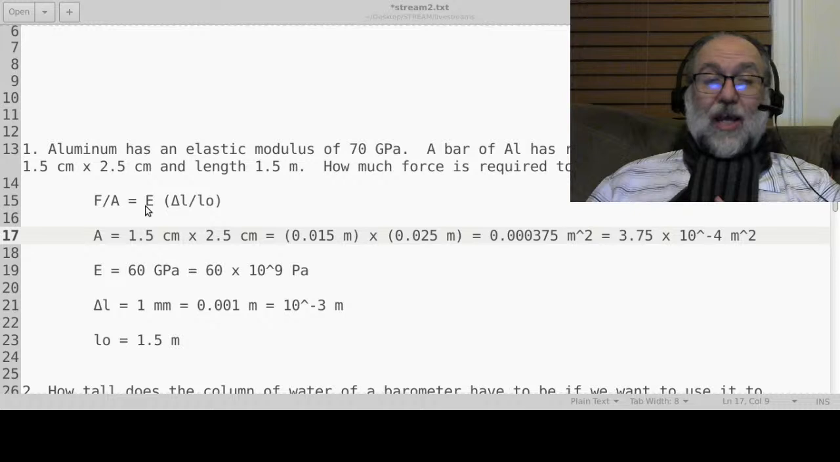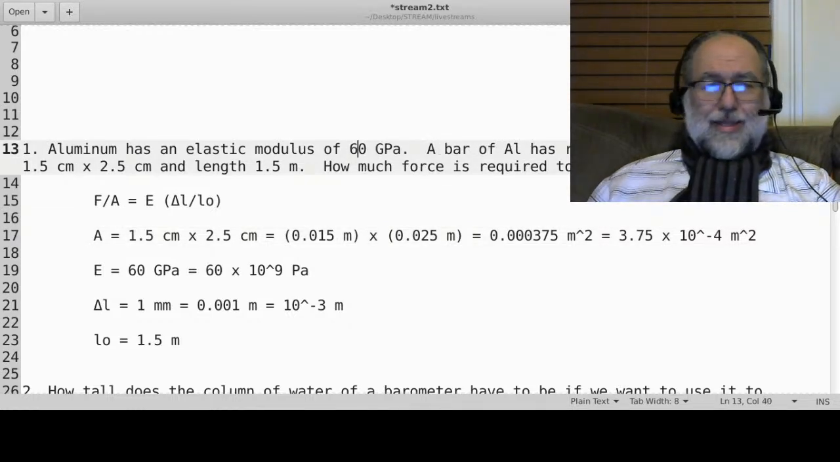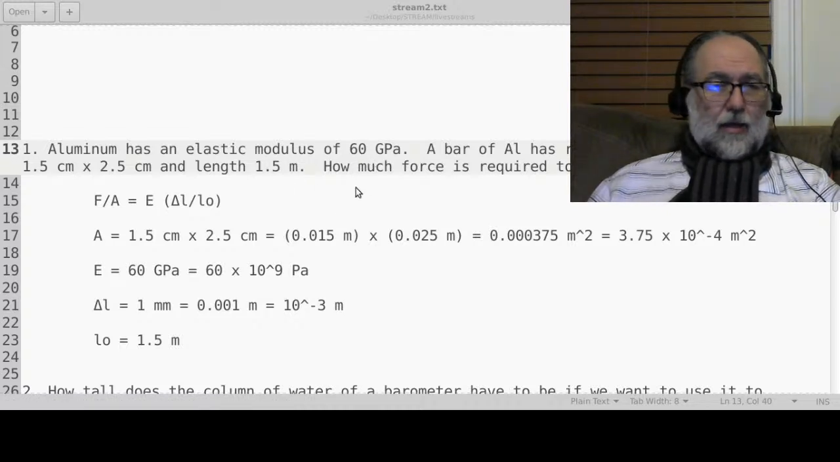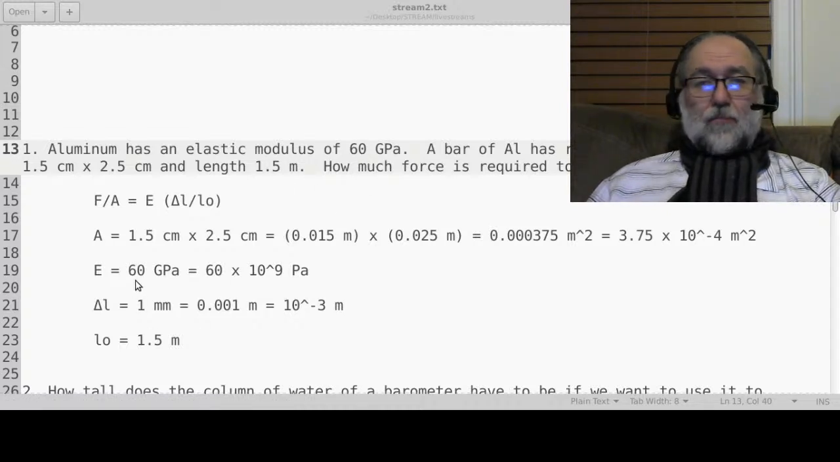We've got A. What about E? Well, I tell you E is 70. Oh, that was silly. It's actually 60. I did the problem with 60, so let's just do it with 60. Just a minor typo there. So E is 60 gigapascals.